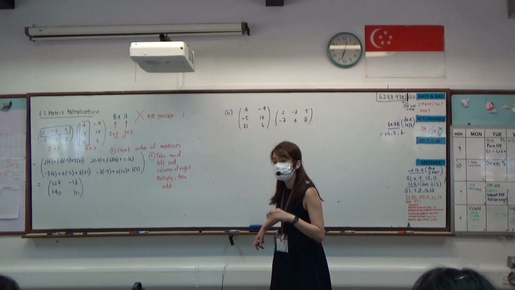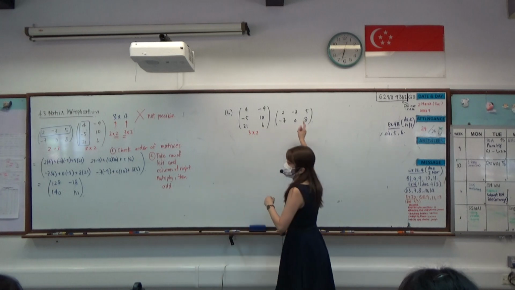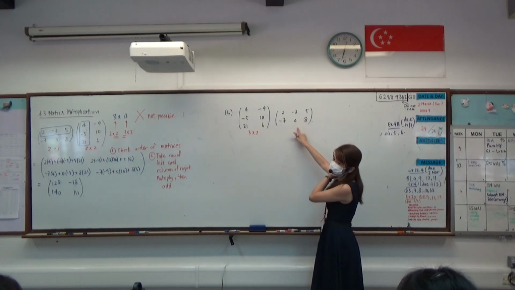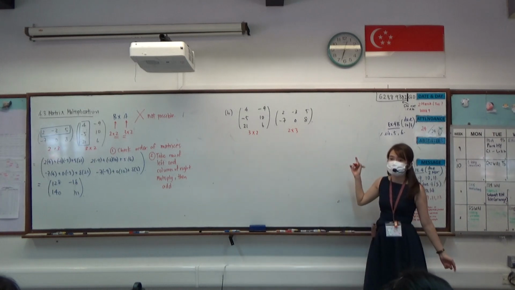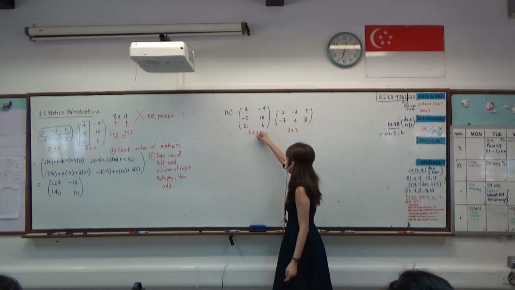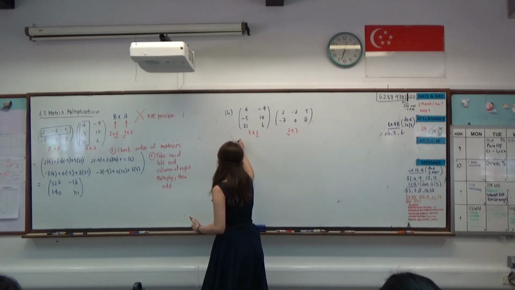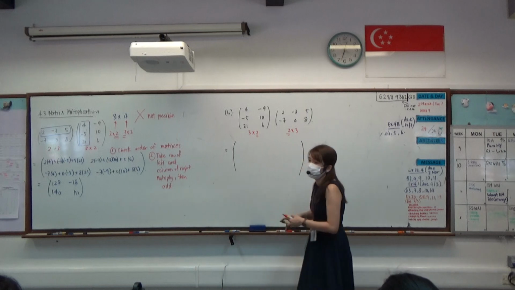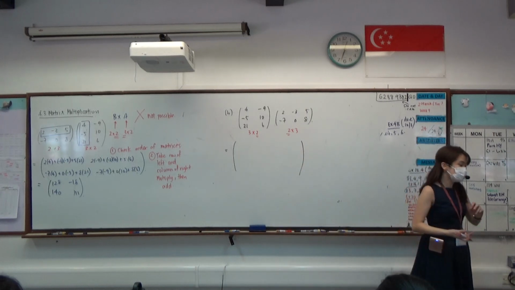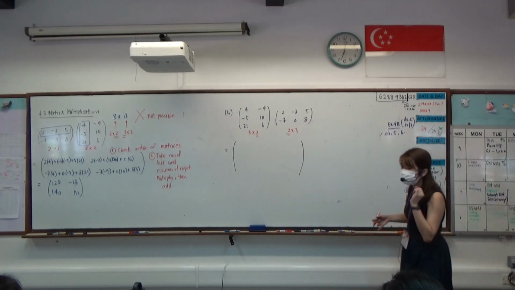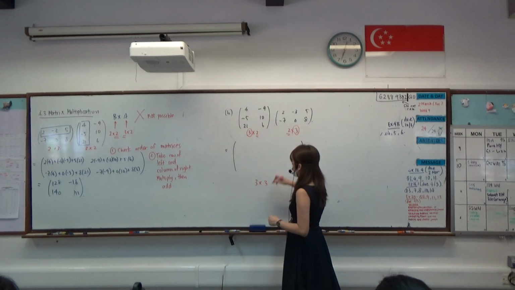Sorry? 2 by 3. 3 by 2. Okay, this is a 3 by 2 matrix. And the order of this one, which one? 2 by 3. Can we multiply together? Okay, we cannot. So this number and this number are the same. Okay? Our end product. What is the order of the end matrix? Alia? Sorry? 3 by 3. Okay? So 3 by 3.